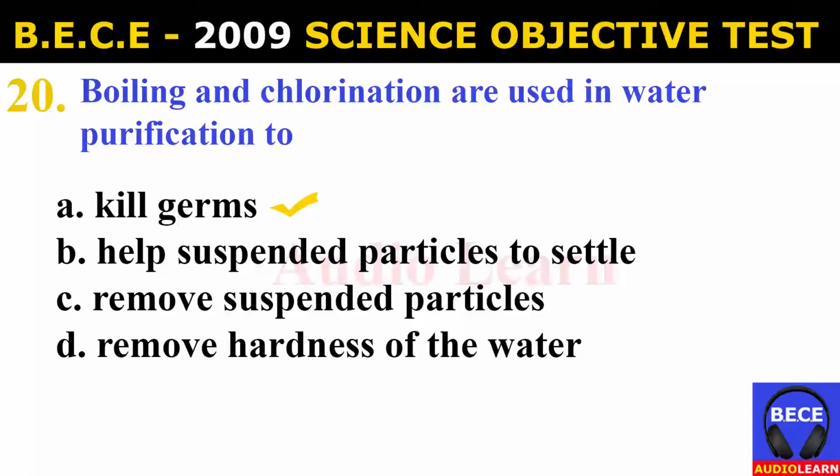Number 20. Boiling and chlorination are used in water purification to A, kill germs. B, help suspended particles to settle. C, remove suspended particles. D, remove hardness of the water. And the answer is A, kill germs. Boiling and chlorination are used in water purification to kill germs.